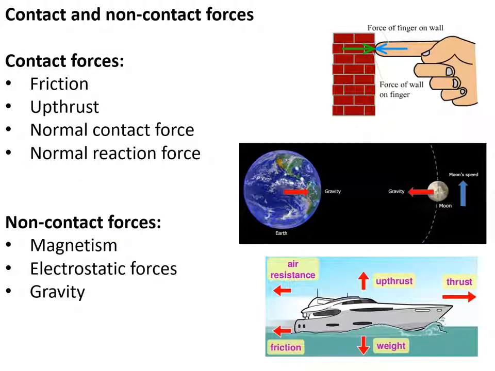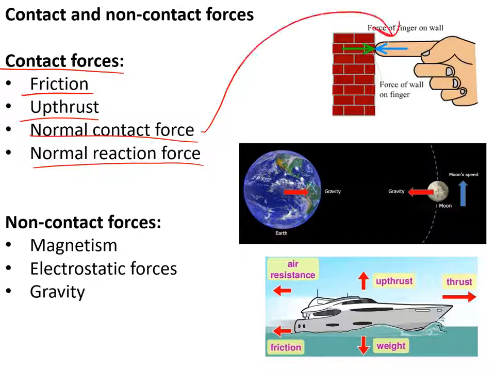Contact forces are forces where two objects need to be in direct contact for the force to happen. So friction and upthrust are two examples, and then we have normal contact force and normal reaction force. Normal contact force is the force you push on something with, and normal reaction force is the force coming from Newton's third law, where it pushes back on you. Non-contact forces include magnetism, electrostatic forces and gravity, where you do not need direct contact.